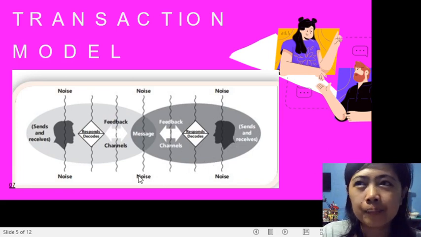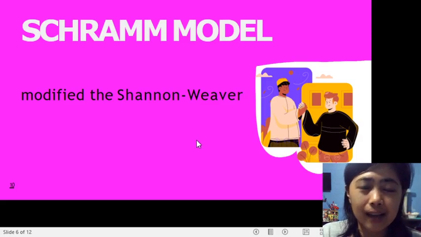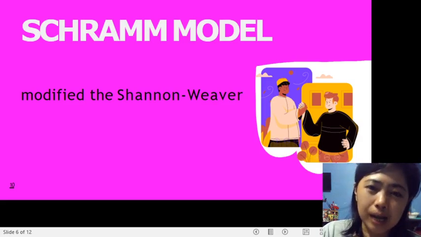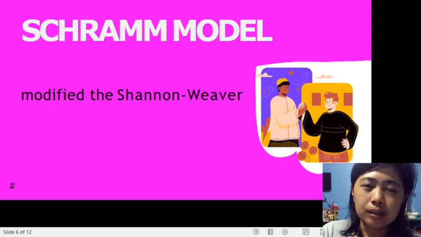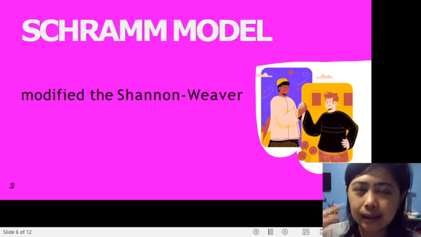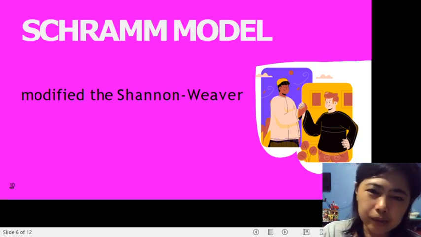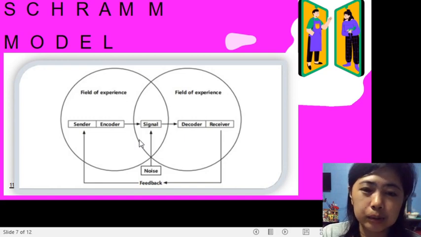It's not just a one-way street. Okay. Next to that is the Scrum Model. So this is modified from the first one, the Shannon-Weaver. Remember, the Shannon-Weaver only had the 5 basic elements. So Scrum modified the Shannon-Weaver. And this is the figure of the Scrum Model.